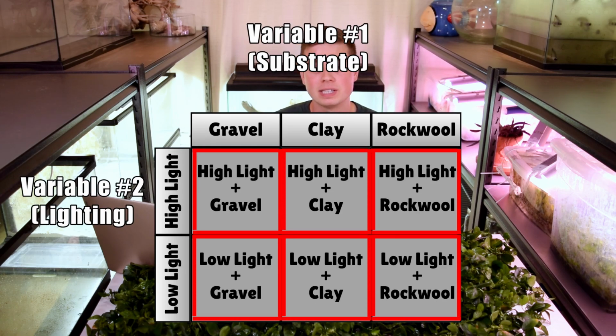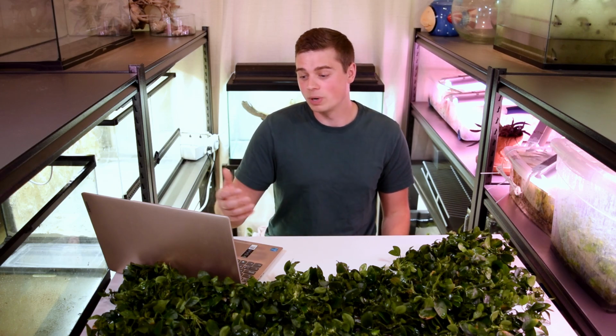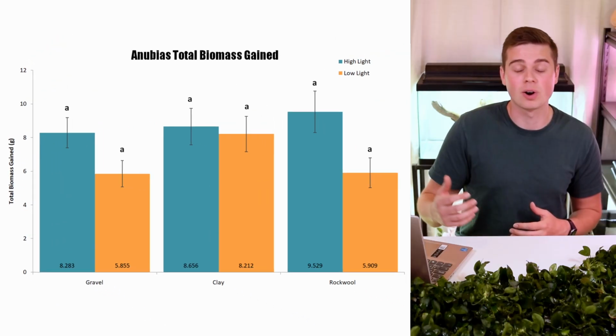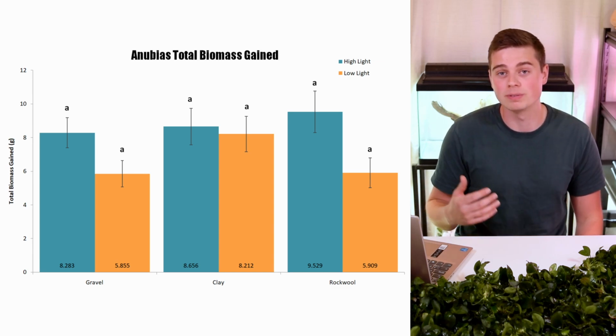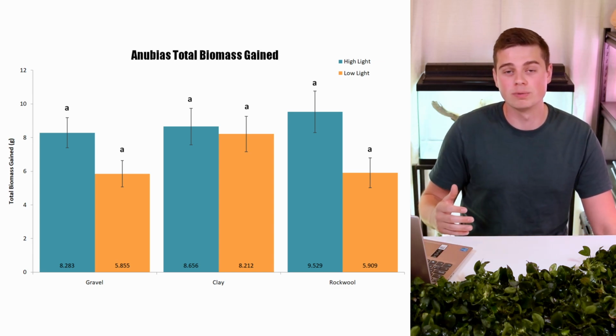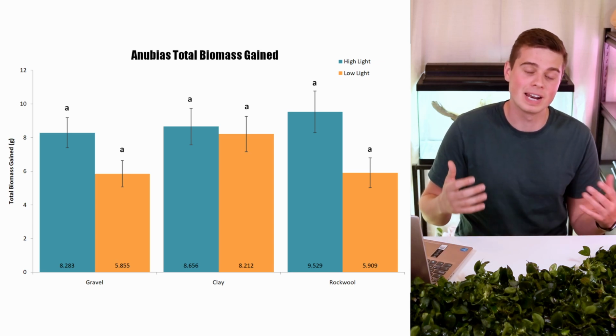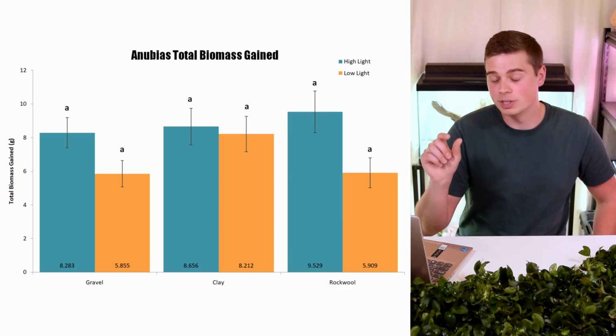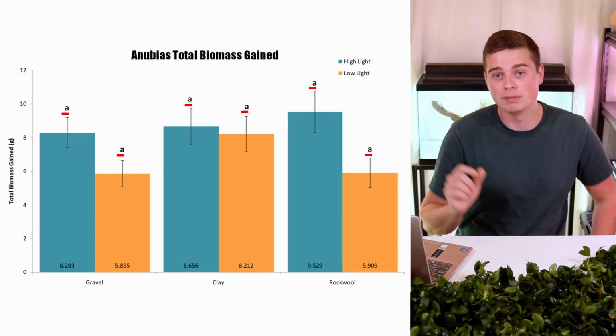So because of the combination of lighting and the 3 different types of substrates, we actually have 6 different experimental treatments that we can compare to one another. So when we graph the average total biomass gained across all 6 treatments, we get this graph here. As you can see, there are some fluctuations in the amount of total biomass gained across all 6 different treatments. However, once we ran the ANOVA, you can see that none of these differences ended up being statistically significant, which is denoted by the letter above each bar.